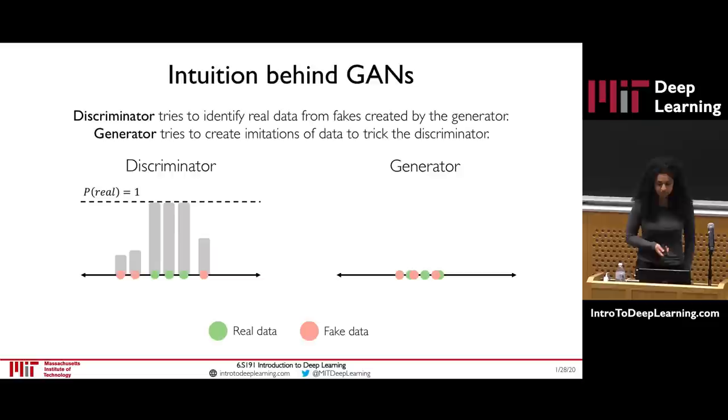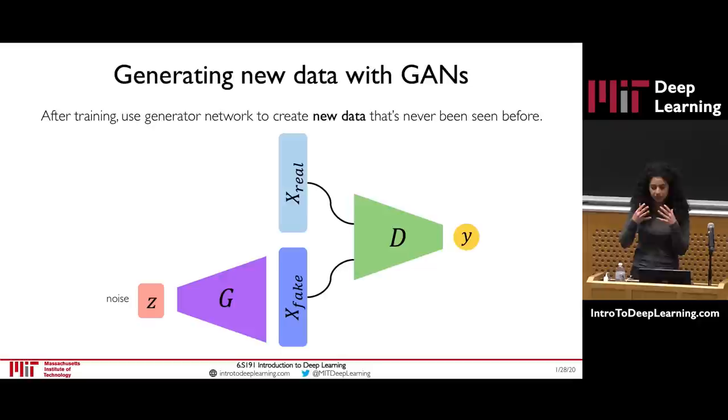Okay, and so you can think of this as an adversarial competition between these two networks, the generator and the discriminator. And what we can do is, after training, use the trained generator network to sample and create new data that's not been seen before.